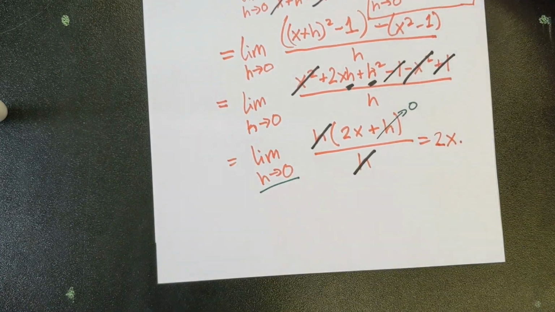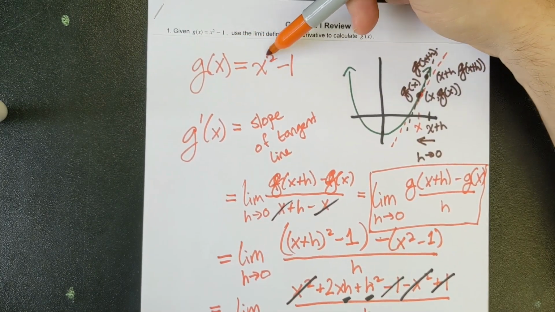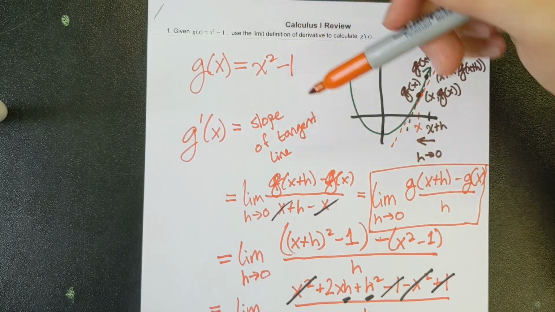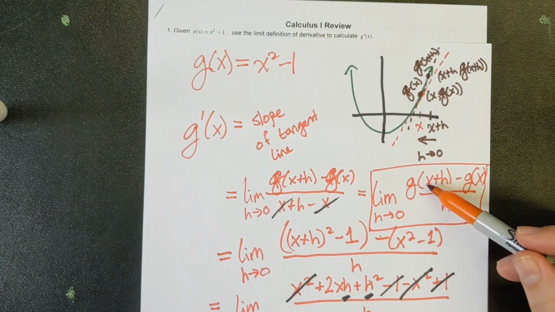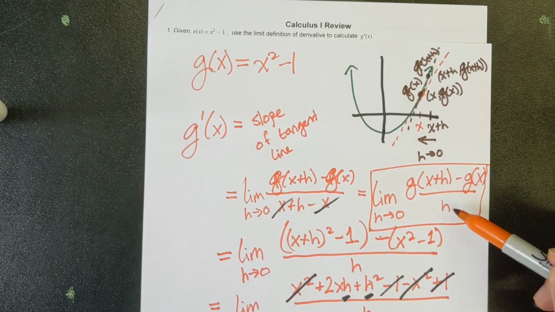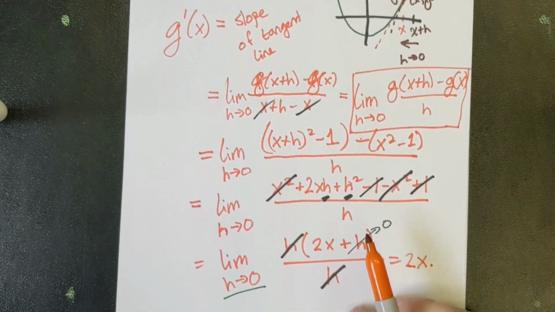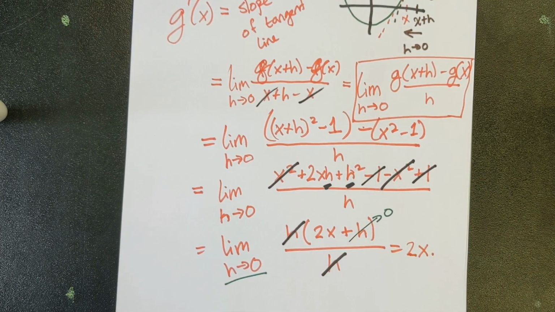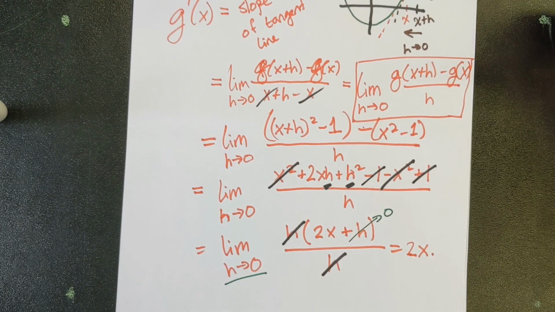To recap, our original function was g of x equals x squared minus 1. We found the derivative by using the limit definition, g of x plus h minus g of x divided by h, taking the limit as h goes to 0. We plugged in, and we saw it came out to be 2x. Okay, great. So this reminds us there's this connection between derivatives and limits.